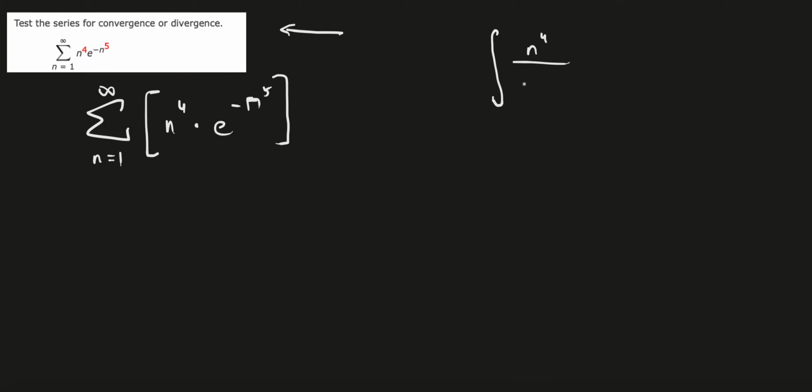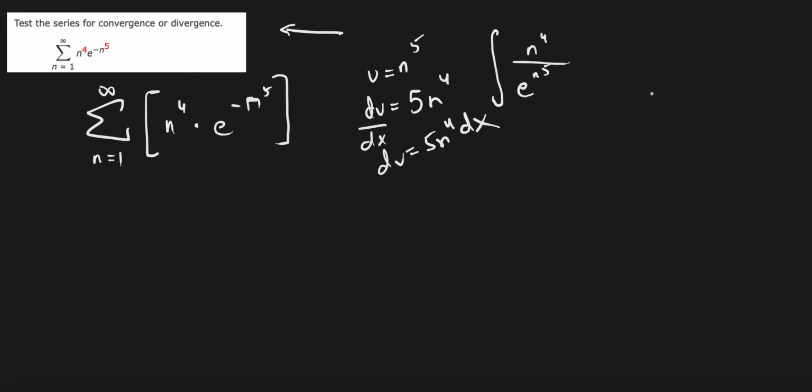But here, if we use a positive, let's say I use u and set that equal to n to the fifth power, then du by dx will be equal to 5n to the fourth power, which means du will be 5n to the fourth power times dx. We have this, and then e to the u. We can integrate that, yes, so we can use the integral test.